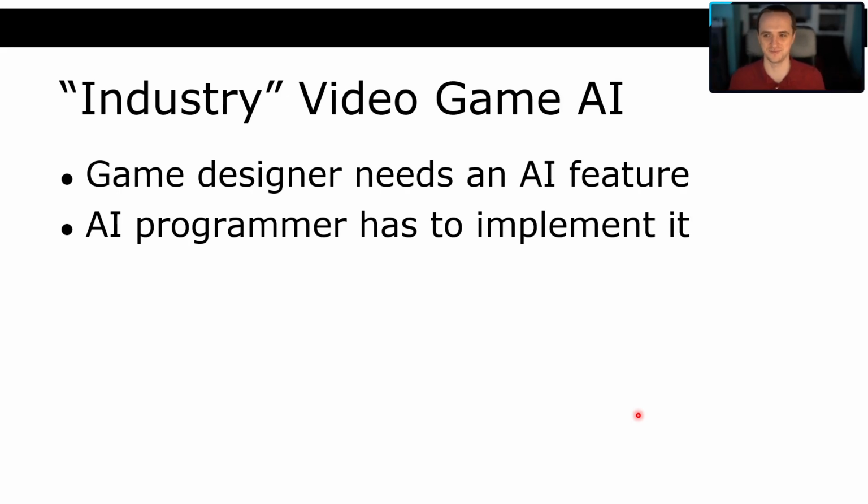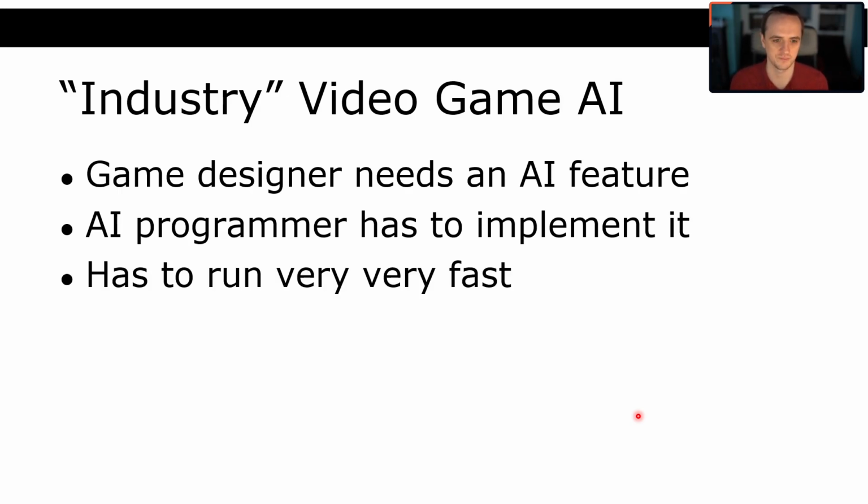That's game AI. That is industry game AI. Done. Okay? Your boss tells you they need something, and you implement it. That's what it is. The designer needs a feature, you implement it. It has to run very, very fast. You can't have something like Deep Blue that might take minutes to decide on a move for chess. You might have 1 or 2 milliseconds, if you're lucky, for your AI system to run in a retail video game. 1 or 2 milliseconds. Have fun with that.